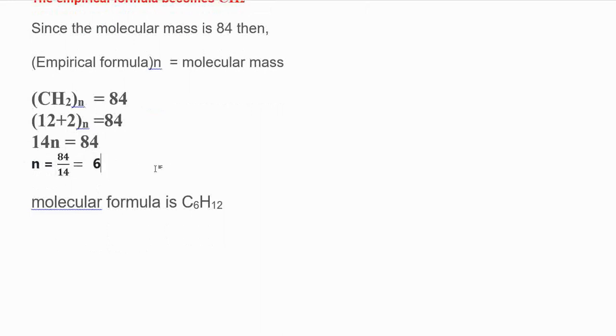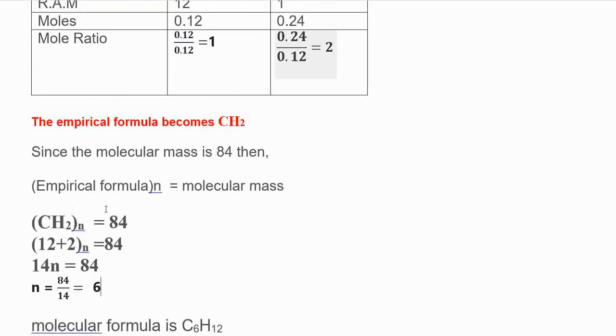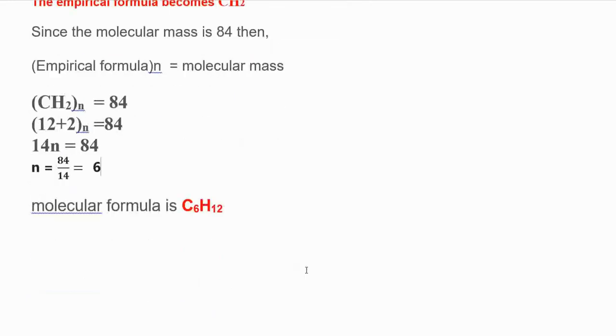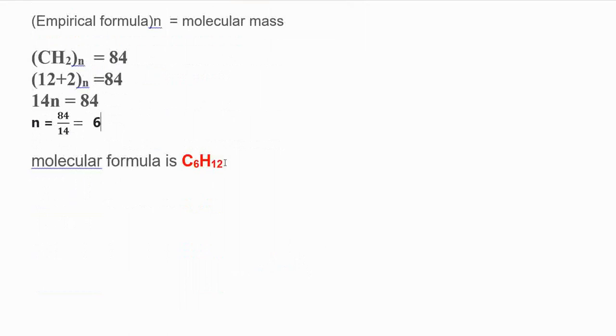So if the value of N is 6, you come back here. If you put 6 there, then you multiply 6 times C, which will be C6, and then H2 times 6 will give you H12, and this is the molecular formula. That is the molecular formula.